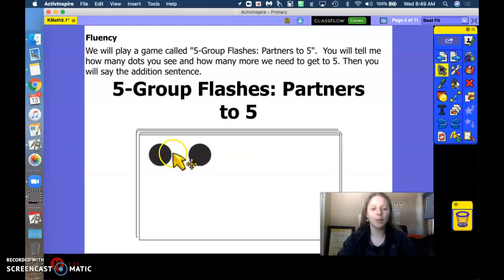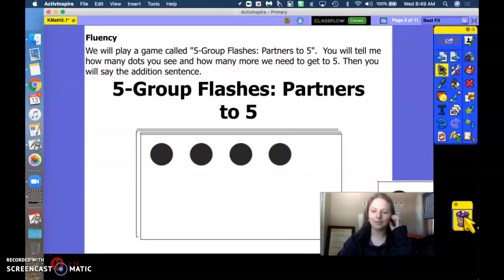So for this first problem, I see how many dots? 2. Good. How many more dots to get to 5? Let's see. 2, 3, 4, 5. Oh, I tapped 3 times. So that means 2 plus 3 equals 5. Good job. See if you can do the next one with me.